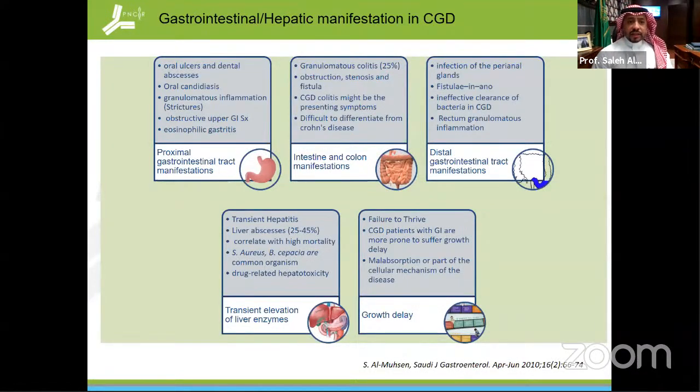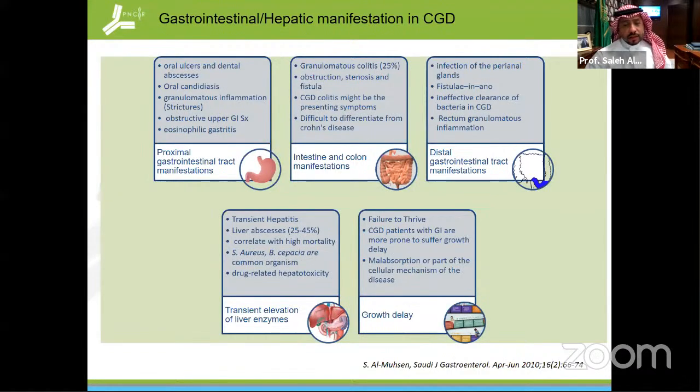If we summarize the GI and hepatic manifestation in patients with CGD, we can look at, for example, the proximal GI tract. They can present with oral ulcer, dental abscesses, oral candidiasis, granulomatous inflammation, even in the upper GI, leading to stricture formation and obstruction. Eosinophilic gastritis. For the intestine and colon manifestation, they can present as granulomatous colitis, which is a specific and distinct feature that might be similar to Crohn's, but not completely similar to it. Patients might present with obstruction, stenosis, and fistula. The CGD colitis might be the leading symptom.